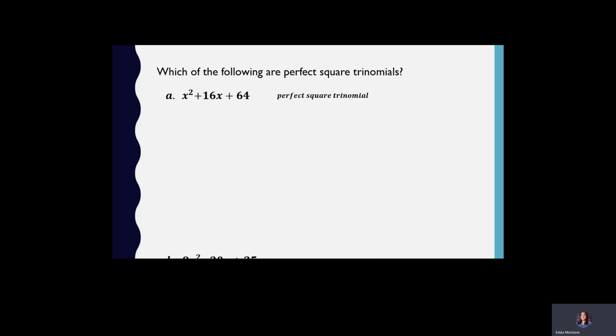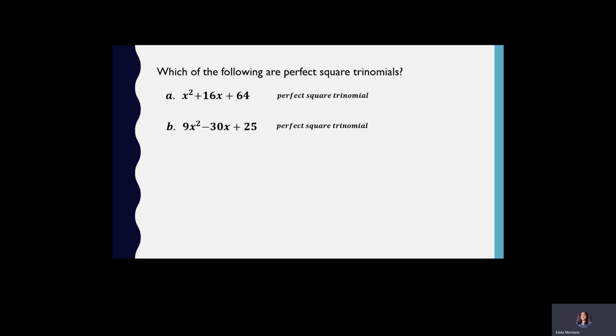Okay, let's have another example. How about this example? Let's verify. 9x squared. 9 is a perfect square. x squared is also a perfect square. Check. 25 is also a perfect square. Now, this time, let's verify our middle term. Again, our middle term could be negative or positive. Let's verify. 3x times 5, that is 15x. Multiply it by 2. It results in 30x. So, this is still a perfect square trinomial.